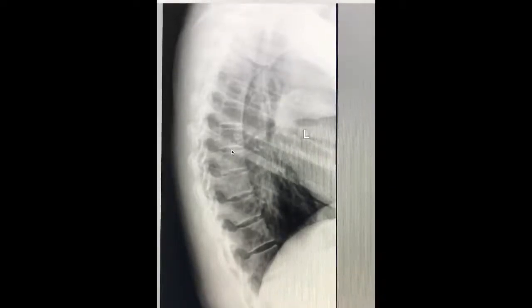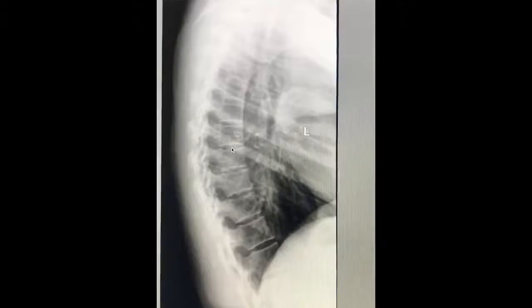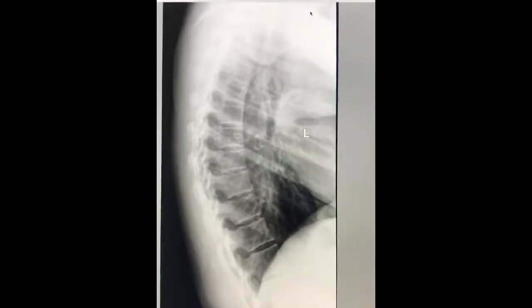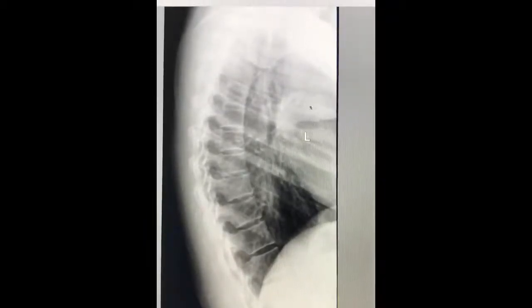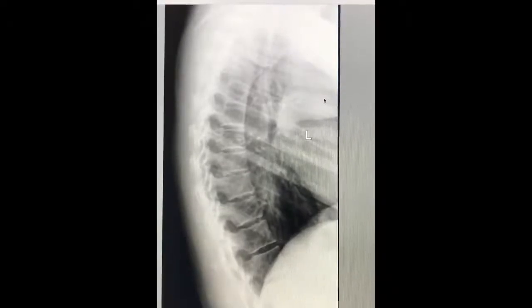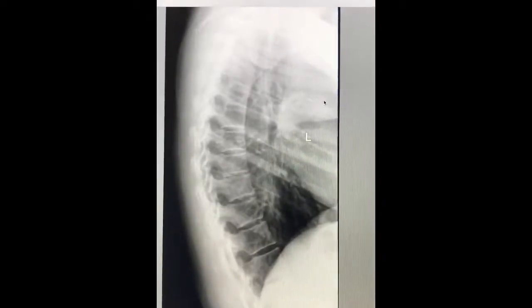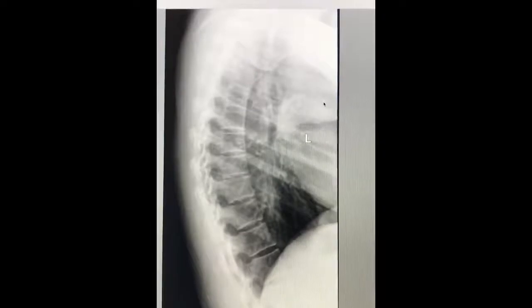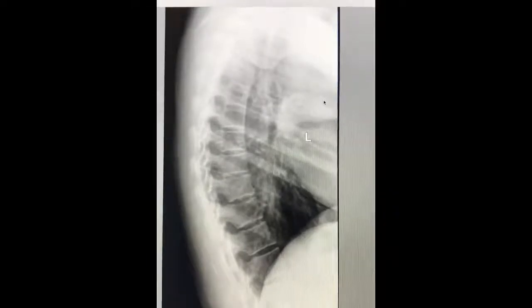Okay, coming back to the anatomy, if your area of concern is T1 to T3 and it's not well visualized because of the shoulder superimposing on that area, you can do your C-spine swimmer's lateral, just to get a better view of the upper portion of the T-spine.